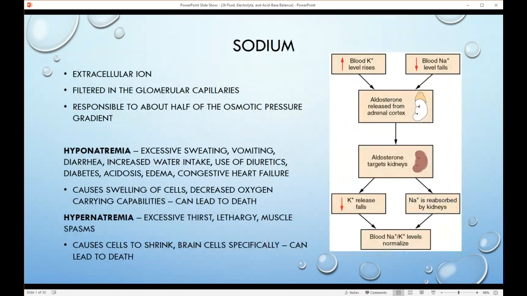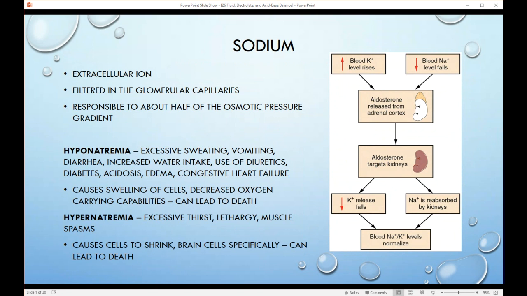Okay. So sodium is an extracellular ion. So remember, we have most of that sodium on the outside of the cell. Okay, to start, it gets filtered within our glomerular capillaries. Remember that glomerulus is within our kidneys, and it's responsible for about half of the osmotic pressure gradient.